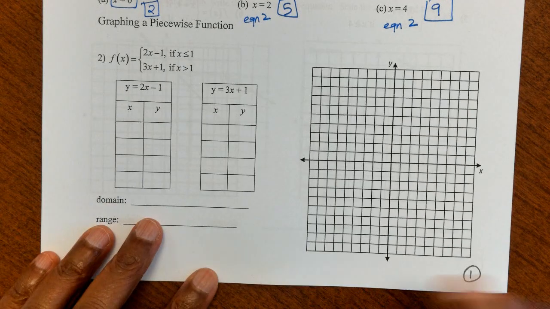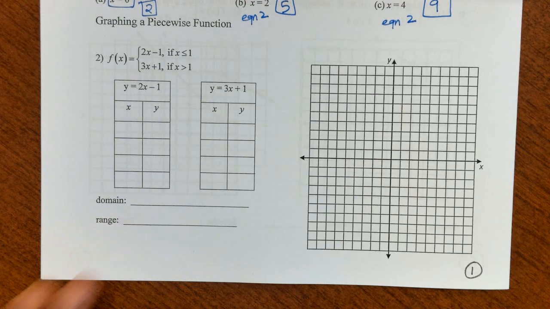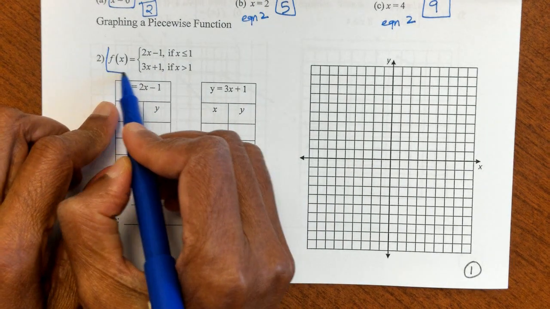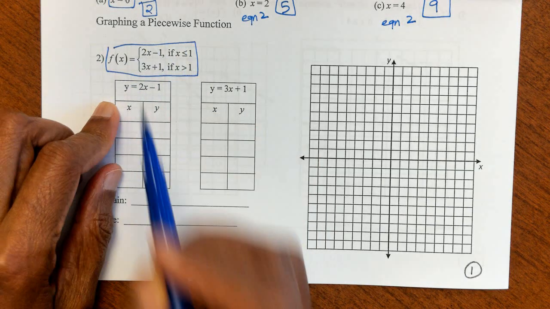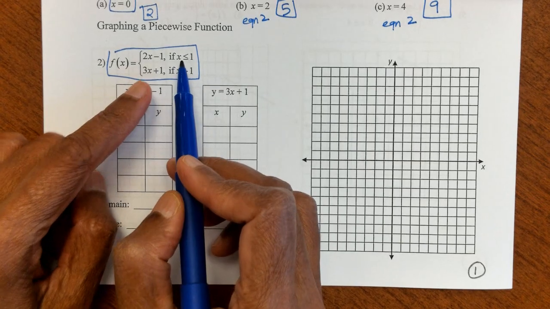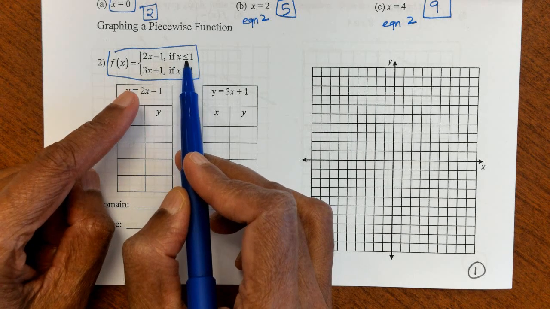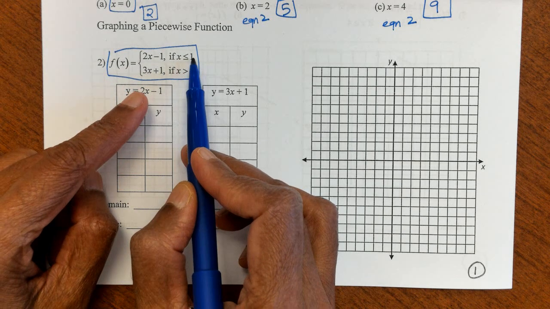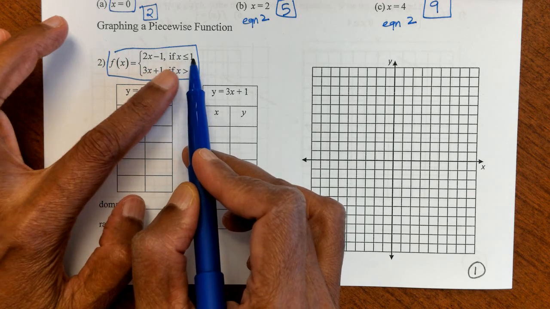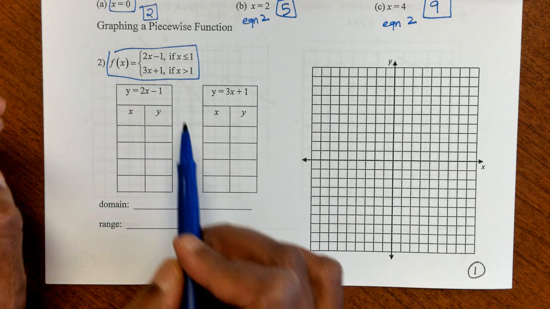And let's look at how you actually graph it. So this is my piecewise function. The way I graph it is, my equation will vary depending on whether x is less than or equal to 1 or x is greater than 1.